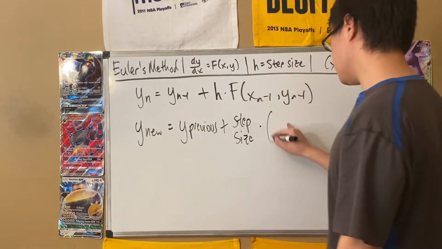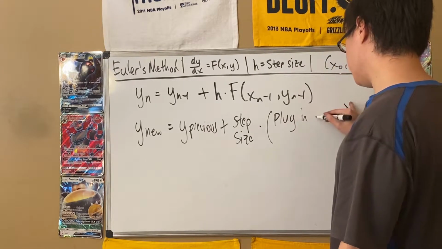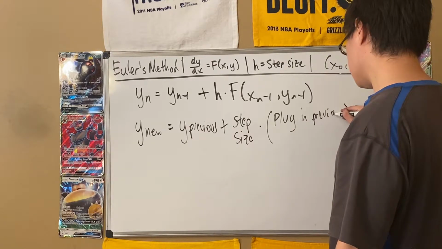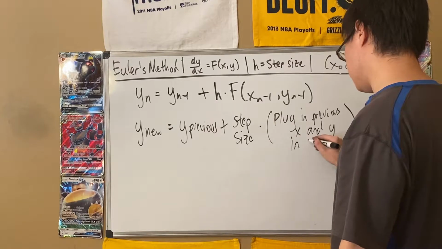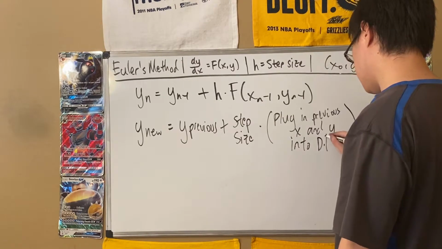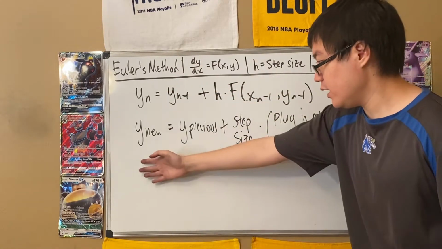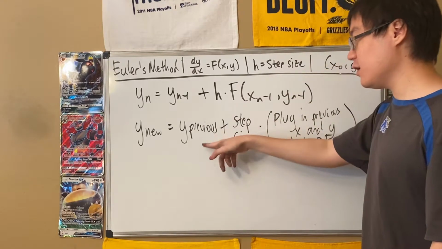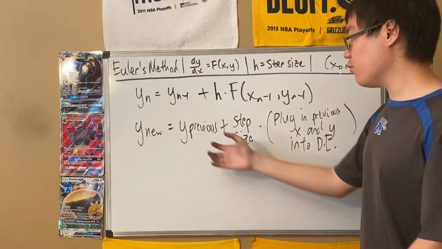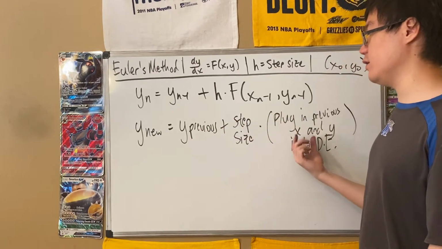And then what you're going to do, and this is really the method itself, is plug the previous x and y into your differential equation. Again, this is a line by line thing, where any time you're on a current line, you're going to be using the previous line. The line right above it will have a y and an x. These are what I mean by the previous y and the previous x.